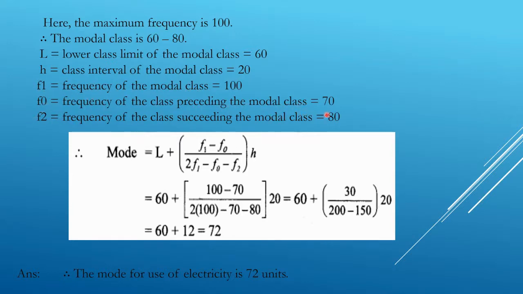Therefore, mode is equal to L plus (F1 minus F0) upon (2F1 minus F0 minus F2) into H. Then equal to 60 plus (100 minus 70) upon (2 into 100 minus 70 minus 80) into 20. That is equal to 60 plus 30 upon (200 minus 150) into 20. That is equal to 60 plus 12, which is equal to 72. Therefore, the mode for the use of electricity is 72 units.